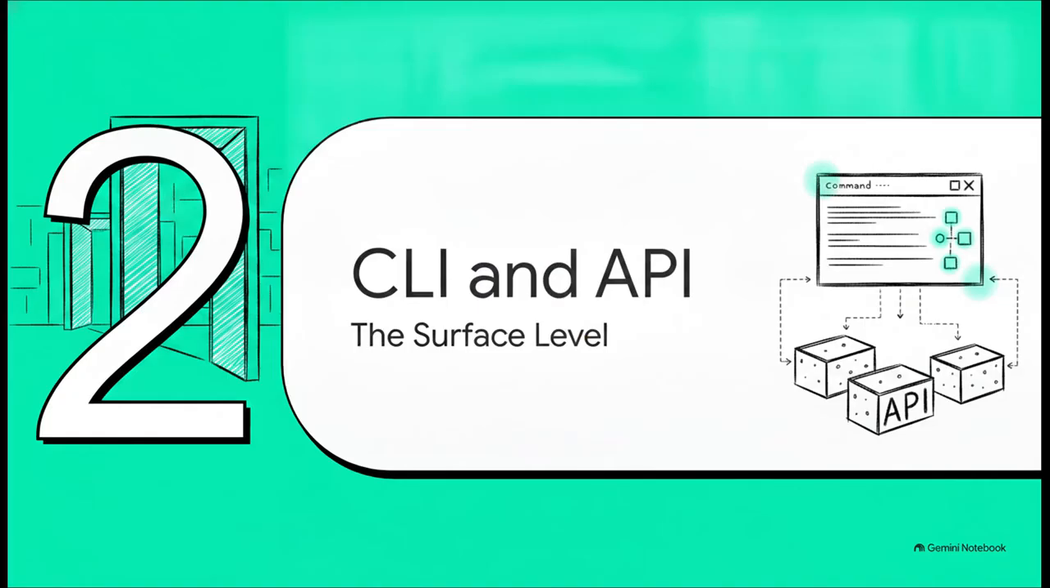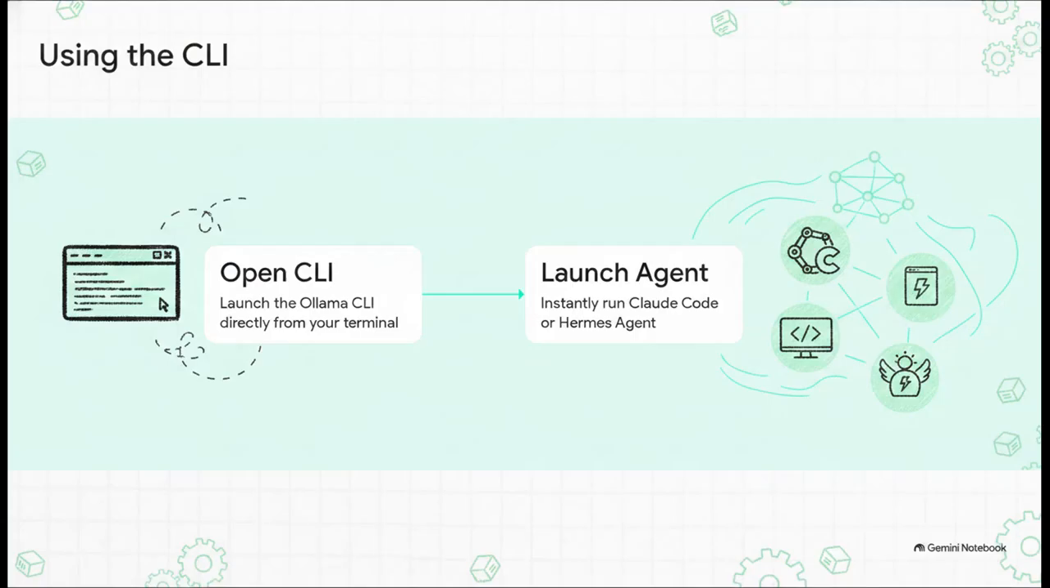Moving right along to Section 2, interfacing CLI and API, the surface level. So let's step down a level and look at the actual front doors to this tech. It really is a masterclass in simplicity. The command line interface, or CLI, makes pulling these open models into your day-to-day workflow almost effortless. You just pop open the Ollama CLI and boom, you can instantly launch agents. The docs specifically call out heavy hitters like Claude Code, Open Code, and Hermes Agent. By setting it up this way, Ollama isn't forcing you to learn some clunky new environment. You seamlessly plug these models into the tools you are already using.